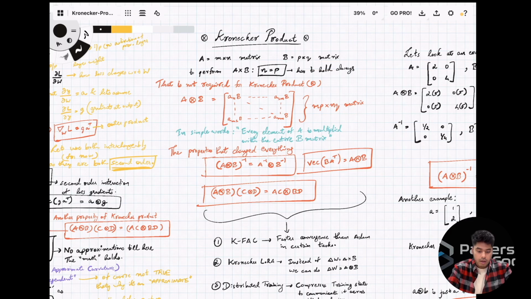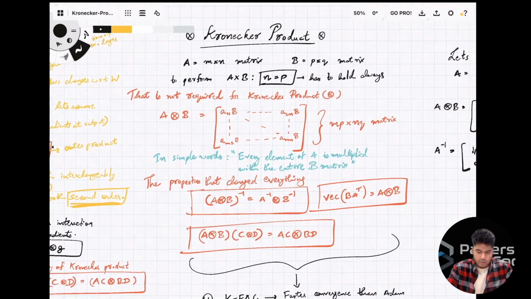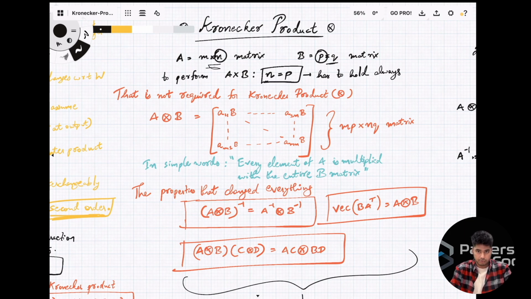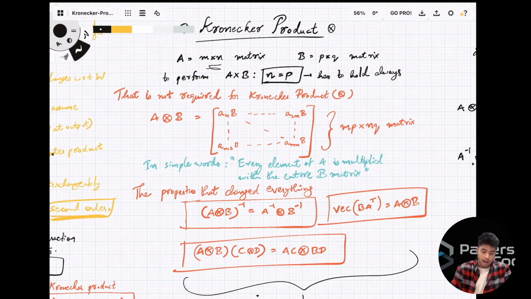So, in very simple words, in a normal matrix multiplication, if you have an M cross N matrix and a P cross Q matrix, this N needs to always be equal to this P for you to be able to do a normal matrix multiplication. But that's not true for Kronecker products. For Kronecker products, you can have M cross N and P cross Q, and the N and P do not necessarily need to be equal all the time.